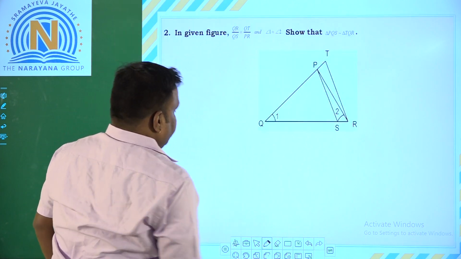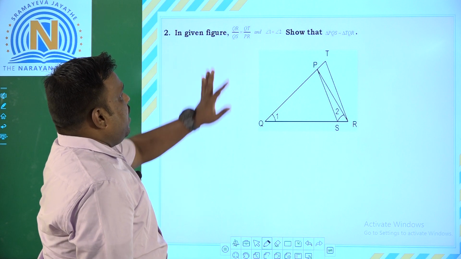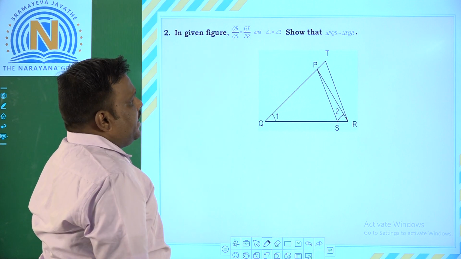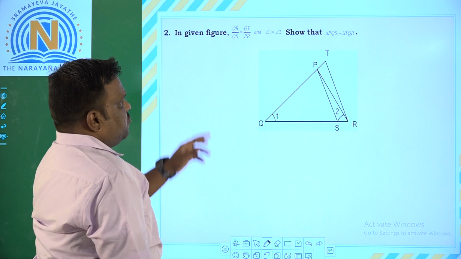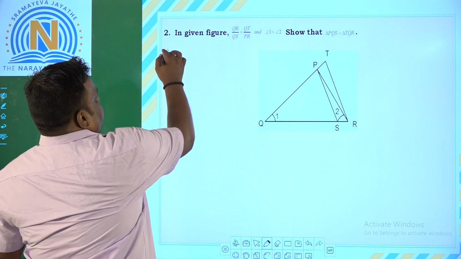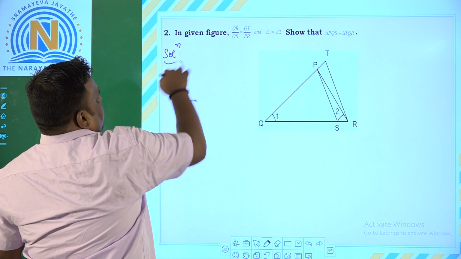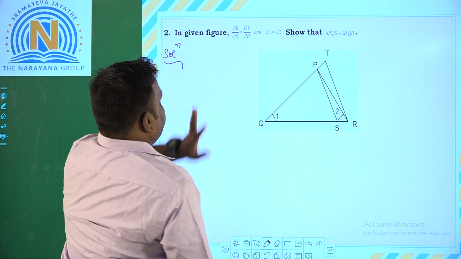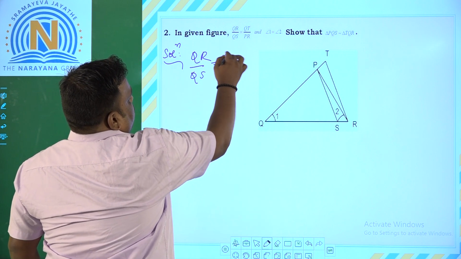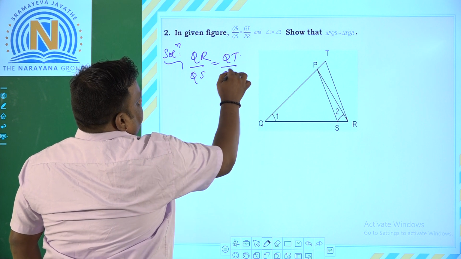When you see the next question here, in the given figure, QR by QS is equal to QT by PR and angle 1 is equal to angle 2. It is clearly given for us. So show that triangle PQS is similar to triangle TQR. So here also, first let us take the given condition, that is QR by QS is equal to QT by PR.